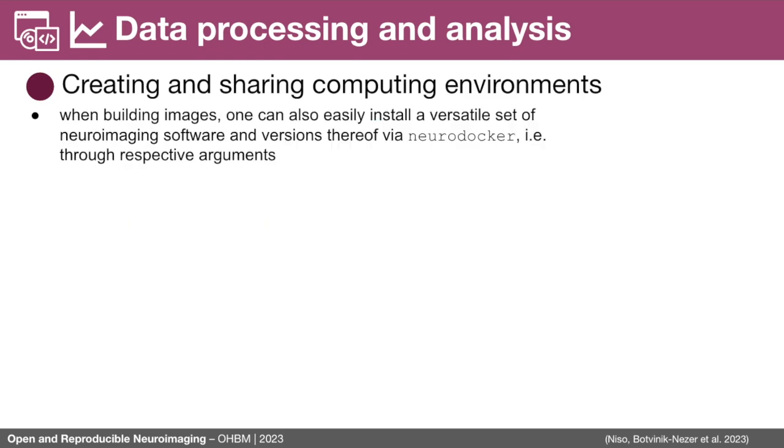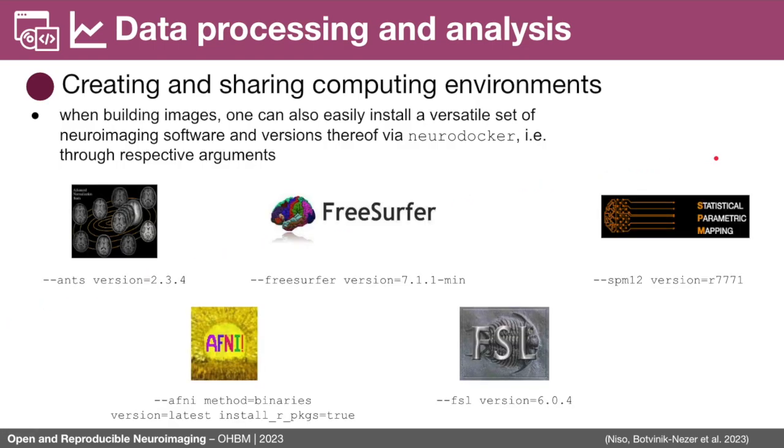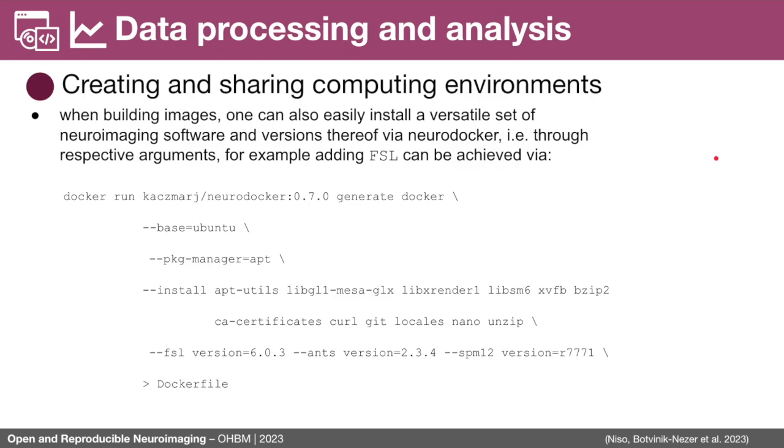And the basic idea is that when you want to build these images, these software containers, and share them, you can easily install a versatile set of neuroimaging software and versions via NeuroDocker through respective arguments. As you can see here, this includes ANTs, FreeSurfer, SPM, AFNI, FSL, and all of that is nicely integrated into this command line interface where you basically only have to call the NeuroDocker container, tell it to generate either a Docker or Singularity image, a software container, what operating system should be the base image from which you want to start, which libraries and binaries you want to install, and specific neuroimaging software, as you can see here, for example, FSL, ANTs, and SPM.